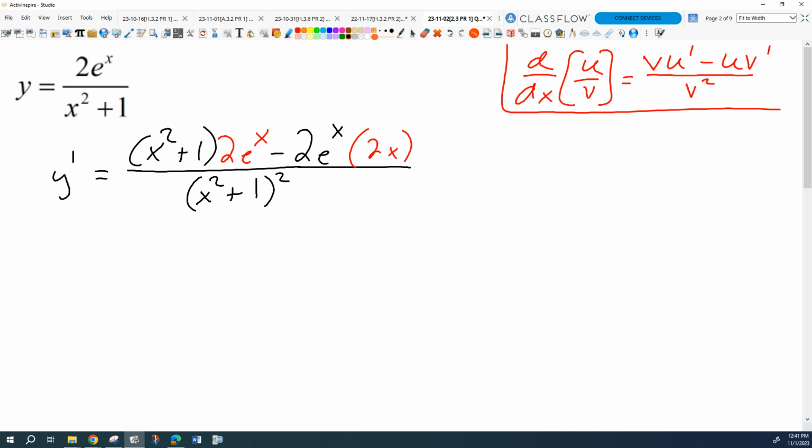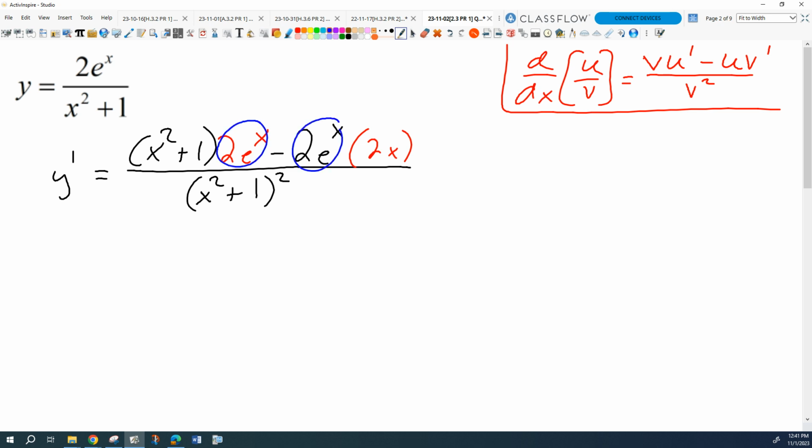Okay. Anything else on the top? Can you see something? Play chess with this a little bit. There you go. Perfect. Okay. When I say play chess, I mean think a couple moves ahead. What are you going to end up doing anyway? Well, if you distribute the 2e to the x to all these terms, aren't you going to end up factoring it out of every term eventually anyway? Everybody see that?